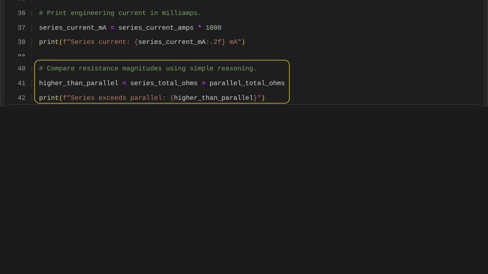The code compares the total resistance of a series circuit with that of a parallel circuit. It checks whether the series resistance is larger, stores the true or false result, and then prints a message showing the outcome.